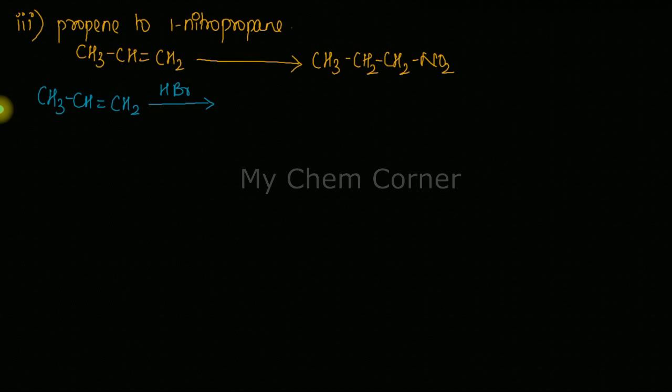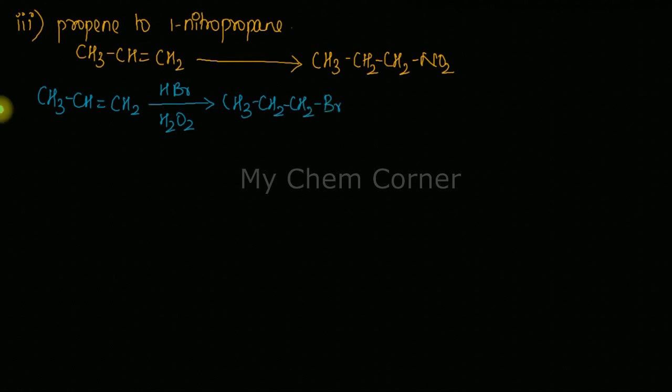And as per Markovnikov's rule, the Br will go to that carbon that contains the least number of hydrogen atoms. But that's not what we want. We want the other product. So for that, we are going to do the anti-Markovnikov addition. When I do that, I will get CH3, CH2, CH2, and then a Br.